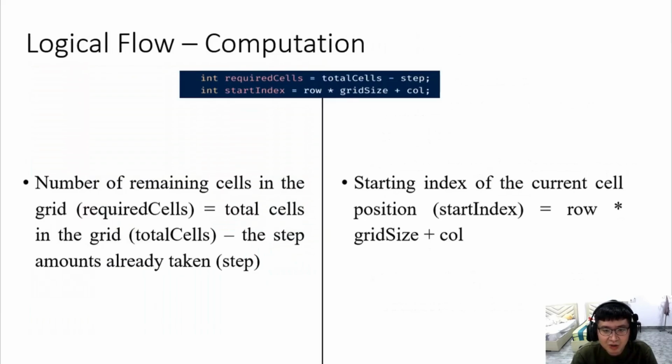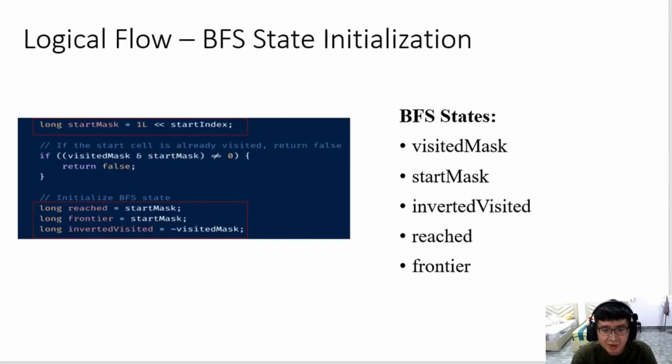Looking into the logical flow, the method first computes the number of remaining cells in the grid, as well as the starting index of the current cell position, as a way for the system to keep track of all the important values. Continuing on, the method proceeds to initialize the BFS state, where several values are set up, including visited mask, start mask, inverted visited, reach, and frontier. All these values are initialized beforehand in order to prepare for the BFS algorithm.